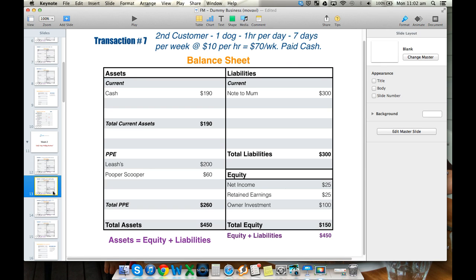Okay, we've got a second customer, and this customer wants their one dog walked for 1 hour per day for 7 days a week. 7 days in the week, so every day of the week. And our rate, as we've discussed, is $10 per hour. So this is going to equal $70 per week. And this customer is going to pay in cash. So go ahead and enter this transaction.